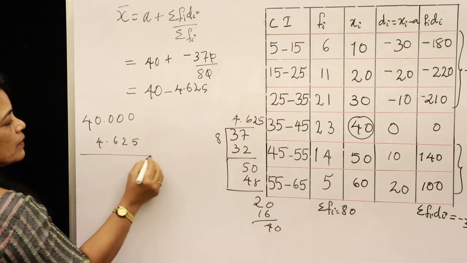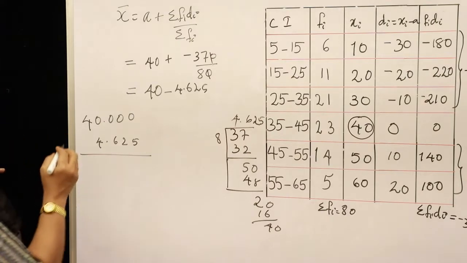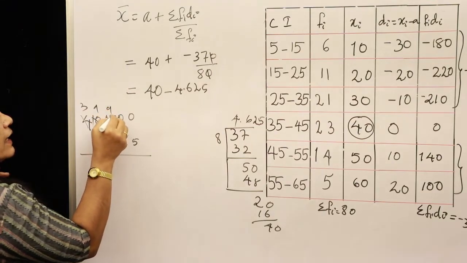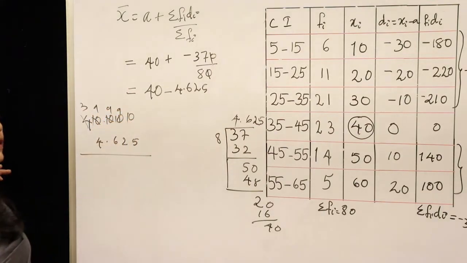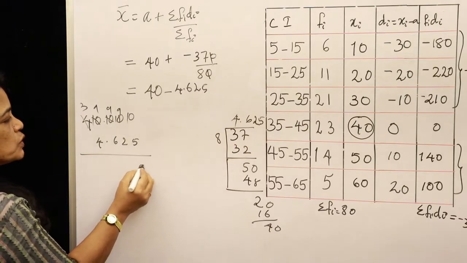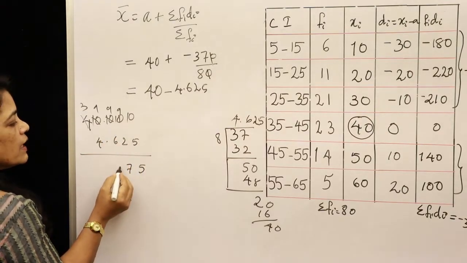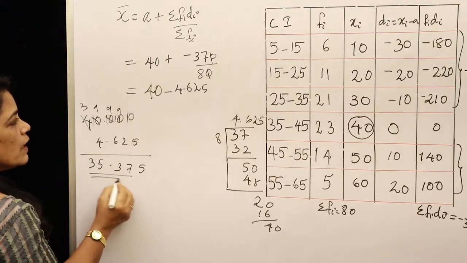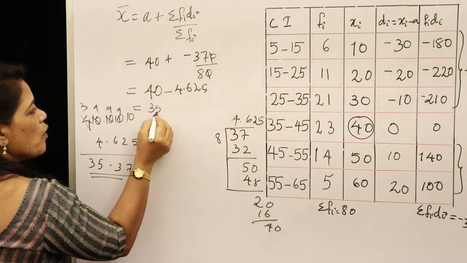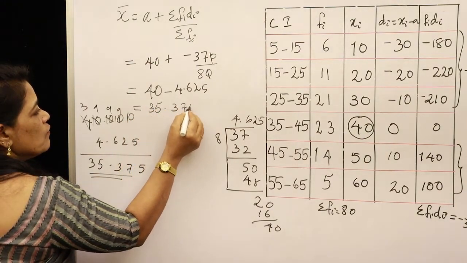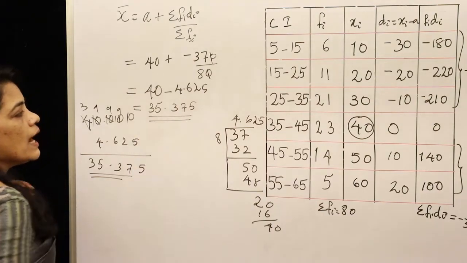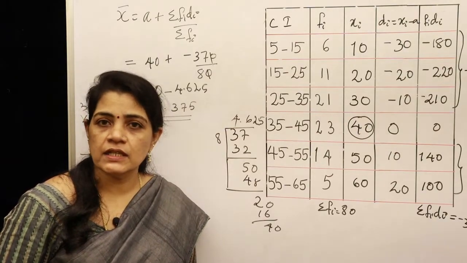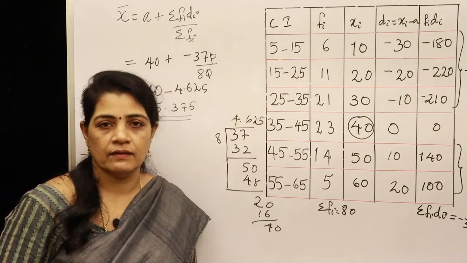Okay, we can borrow from 4, 4 becomes 3, this becomes 10, 9, 10, again 10, here finally 10. So, 5 to 10, 5, 2 to 9, 7, 6 to 9, 3 and 4 to 9, 5 and 3. So, we have 35.375. This is the arithmetic mean, okay, of the age of the patients admitted in the hospital during a year.